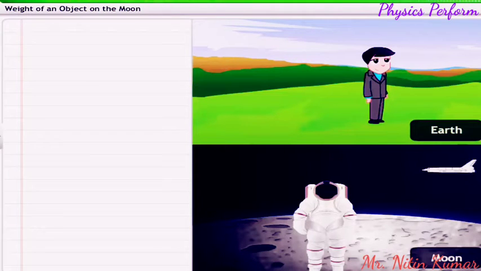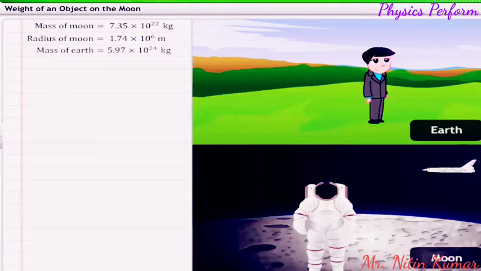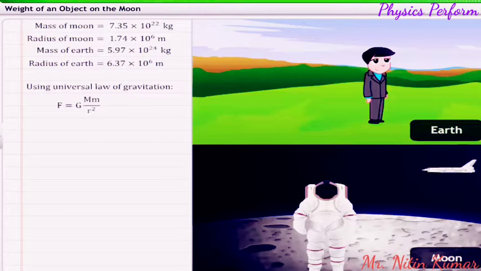The mass of the Moon is 7.35 × 10^22 kilograms, and its radius is 1.74 × 10^6 meters. The mass of Earth is 5.97 × 10^24 kilograms, and its radius is 6.37 × 10^6 meters. Using the universal law of gravitation, we can find the force or weight of an object of mass m on Earth and the Moon.